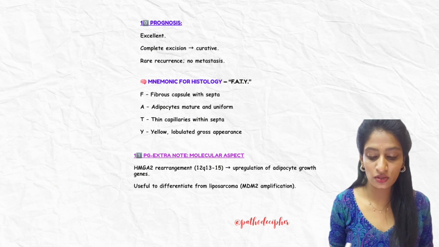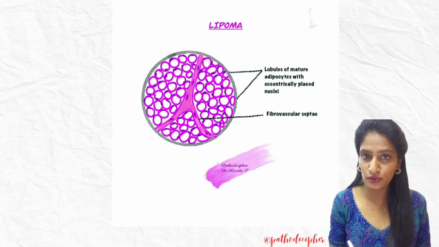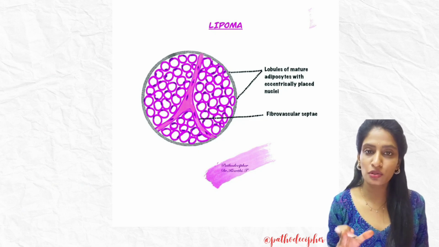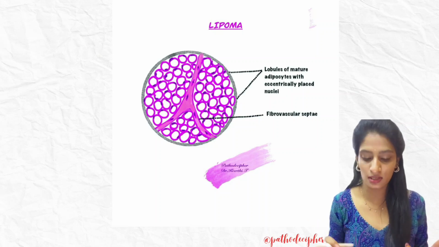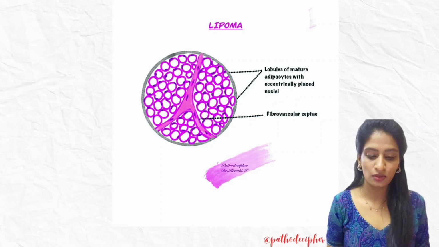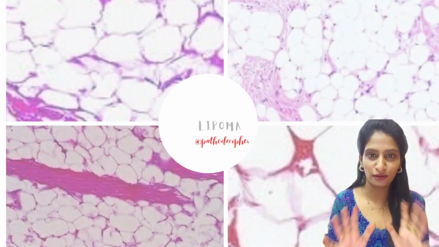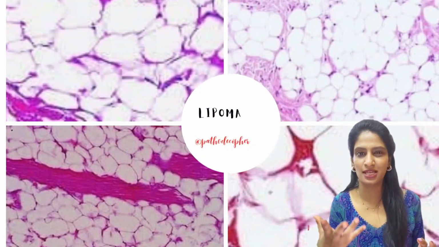So this is the histological diagram where you can see lobules of mature adipocytes separated by thin fibrovascular septae, and the nucleus seems to be very benign. There is no atypia, no mitosis, nothing. These are a few histological images as you see here. So remember, lipoma is acute and curable, and also it's fatty, not scary or sneaky.